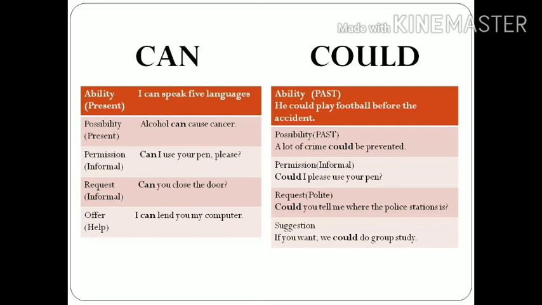Now let's have a look at the examples. For ability in can, we can say I can speak 5 languages. For ability in the past, we could say he could play football before the accident. So that's all for today that we have for you.